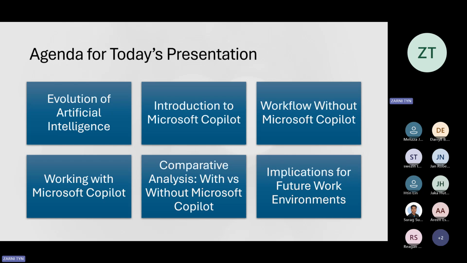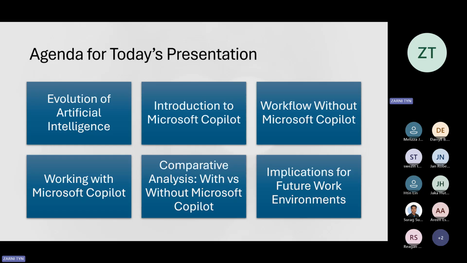And fourth is working with Microsoft Copilot. This is a full agenda. And the fifth is comparison analyzing with and without Microsoft Copilot. Final is application for the future work environment. This is very important for our session. I have a six-item agenda.